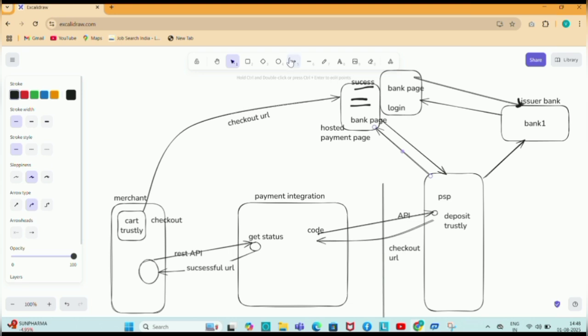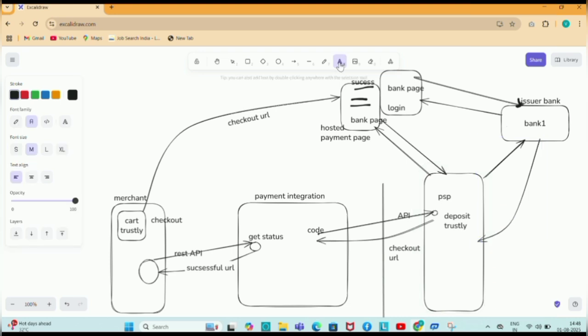So if there is no issue, the bank will communicate with Trustly via a backend system notification. It sends a successful or failure message to Trustly. So the issuer bank will communicate with Trustly, and it will send a notification.